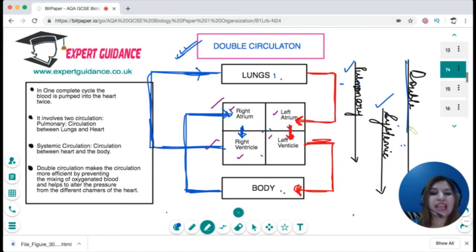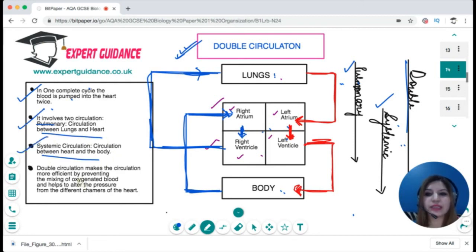The second way to describe this double circulation is, this is circulation in which the blood is pumped to the heart twice in one complete cycle. So in one complete cycle, the blood is pumped to the heart twice. It involves two circulations, pulmonary, which is between lungs and the heart, and systemic, which is the circulation between heart and the body.